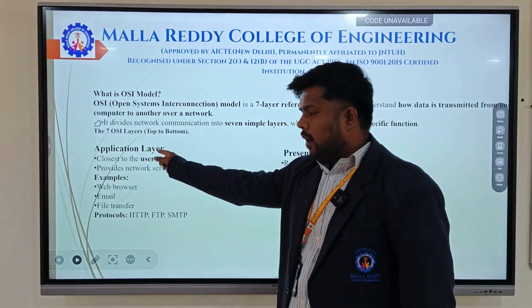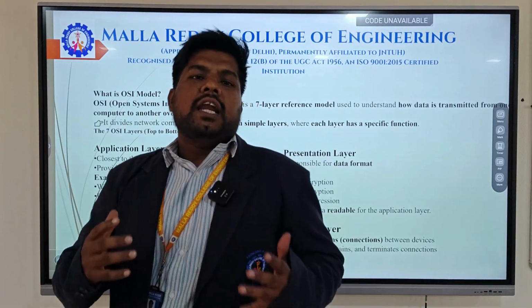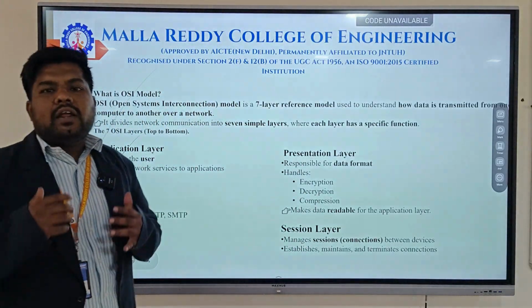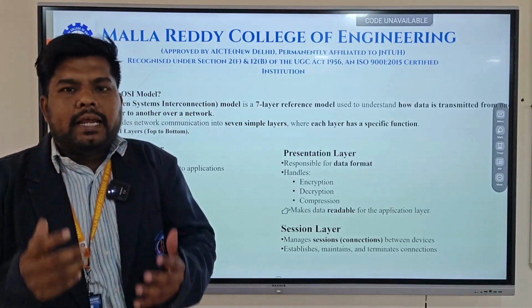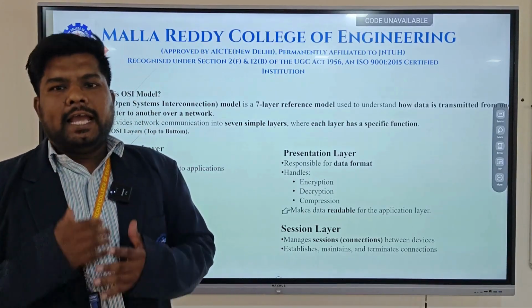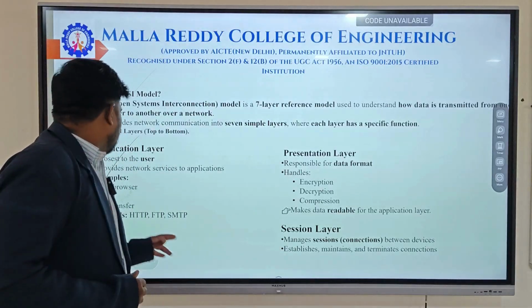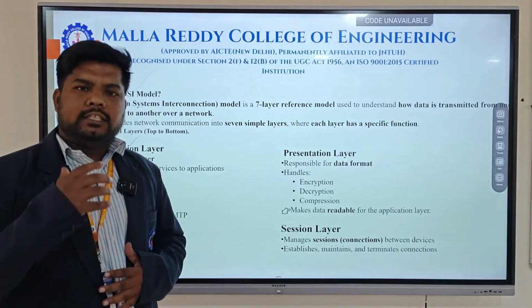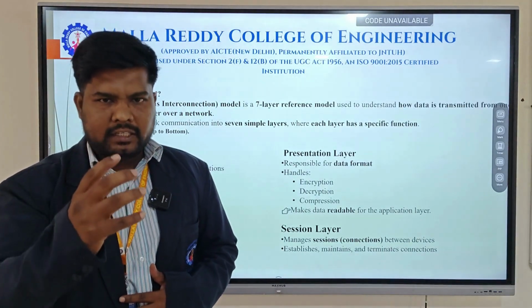The first one is the application layer, where the user interacts. It provides network services and network software applications like a web browser and file transfer. Some protocols used in the application layer are HTTP, FTP and SMTP.